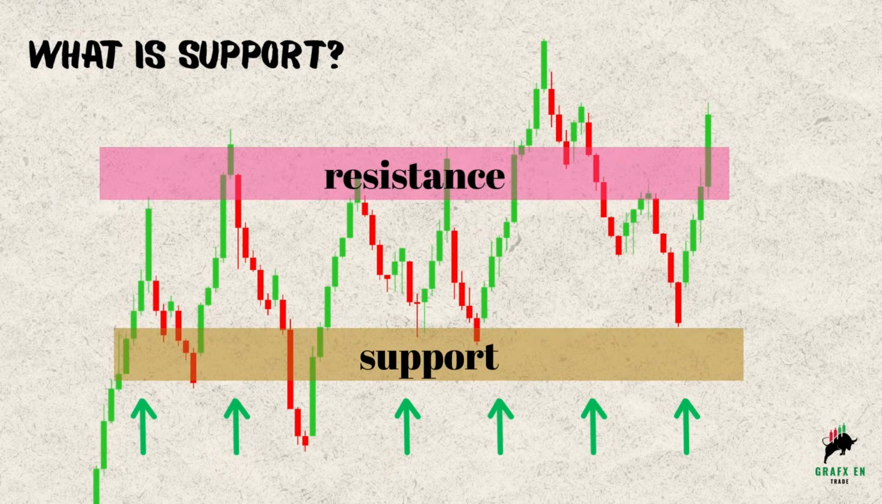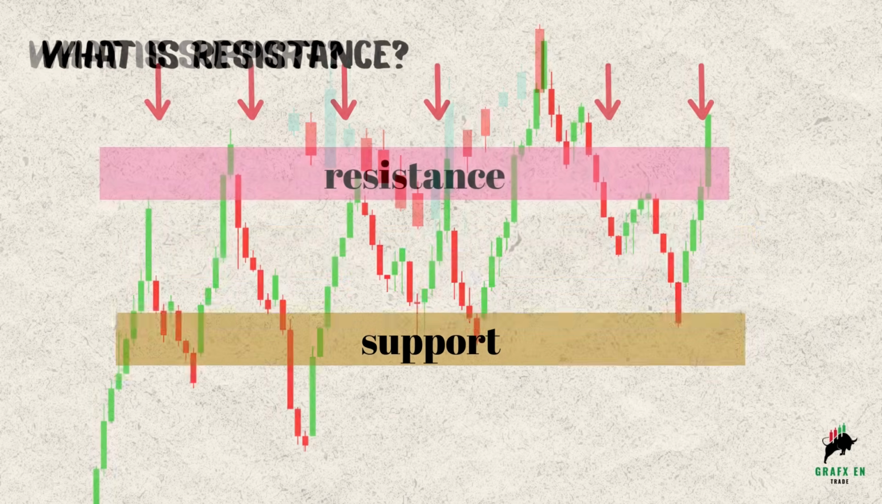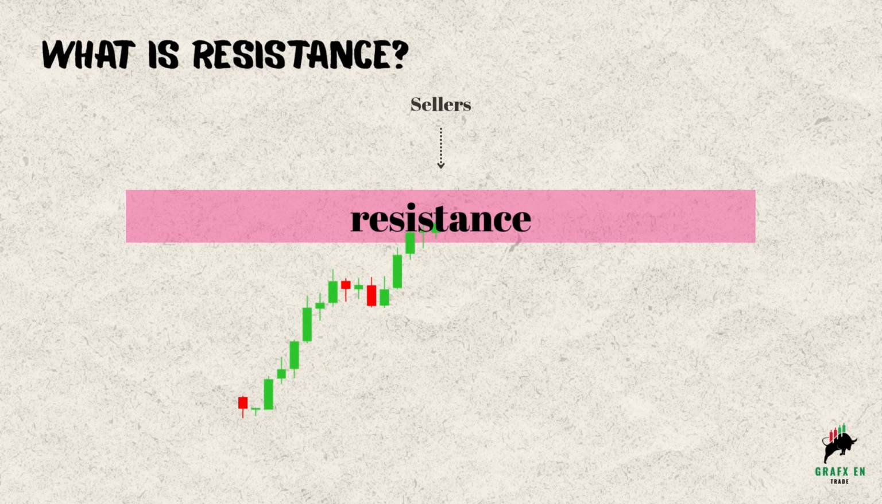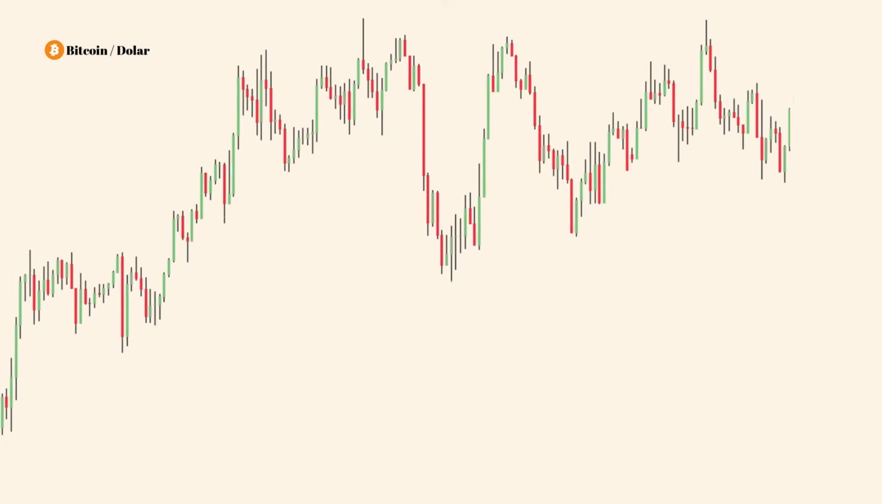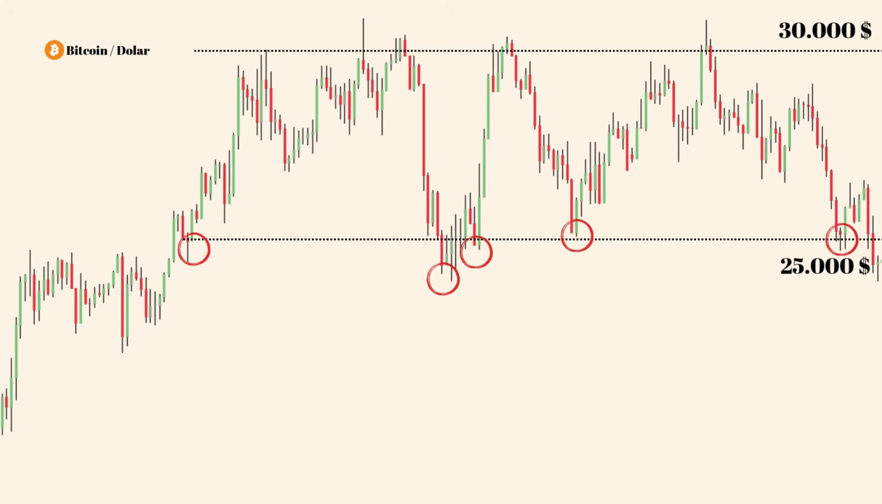First, let's define the basics. What is support? It's a level where the price is likely to hold as it falls, a zone where buyers enter the market. What is resistance? It's a barrier the price encounters as it rises, where sellers dominate. For example, if Bitcoin repeatedly tests $30,000 but can't break above, that level is strong resistance. Similarly, if it repeatedly bounces at $25,000, that level is strong support.